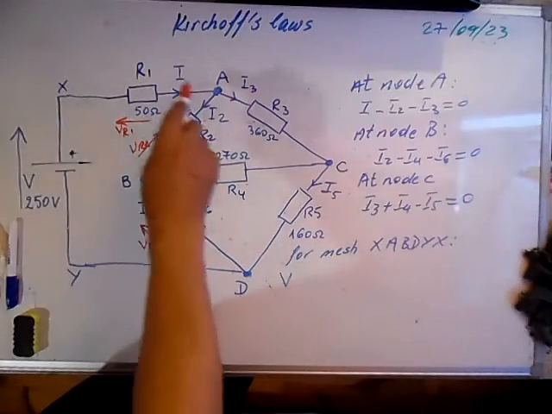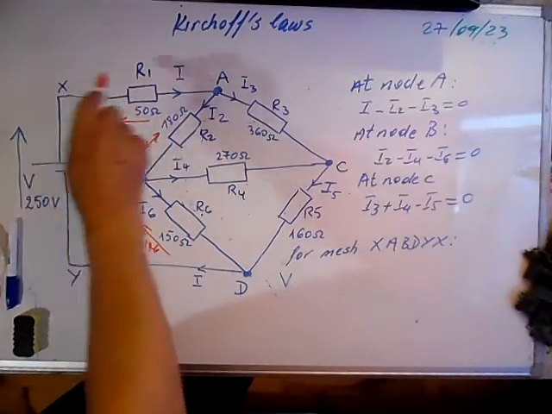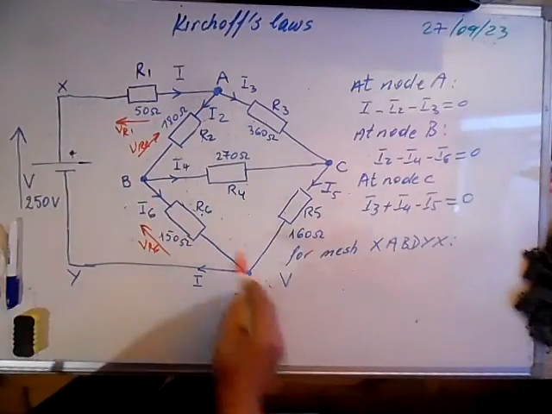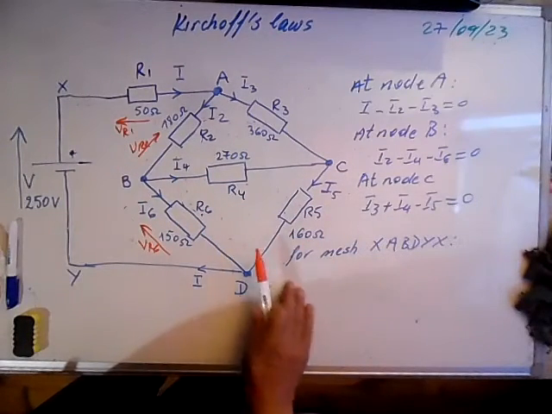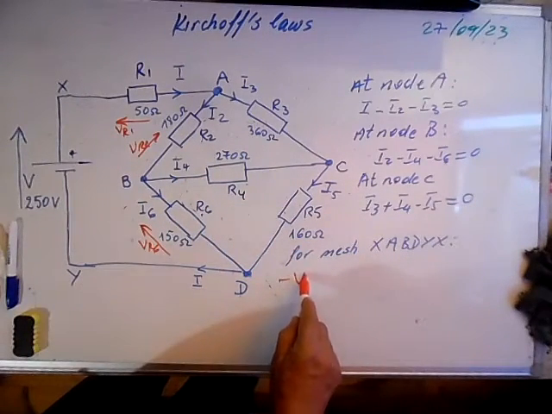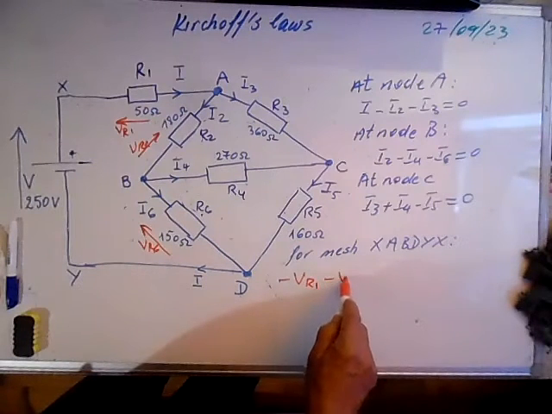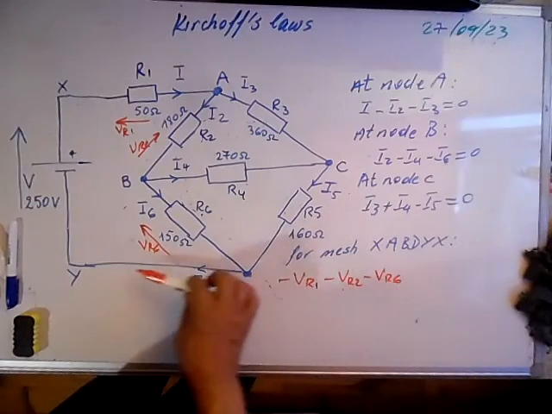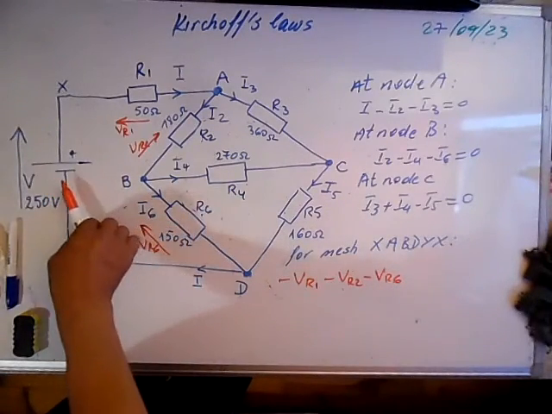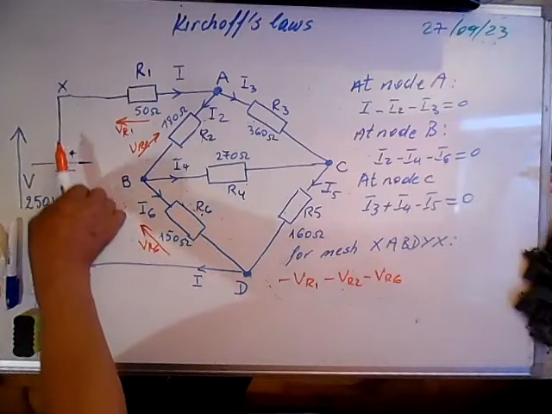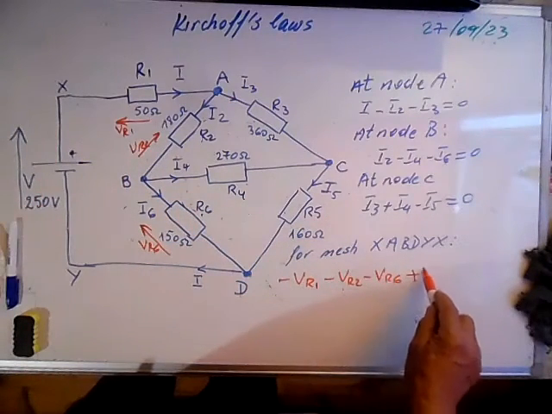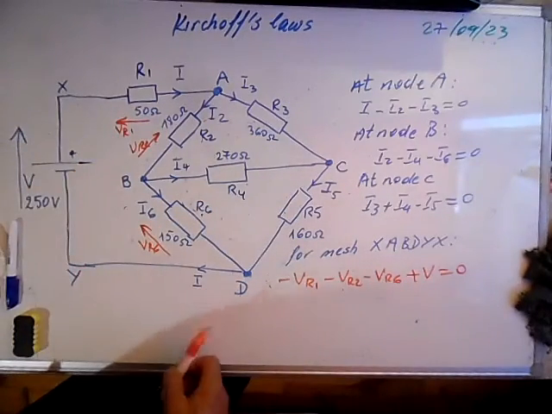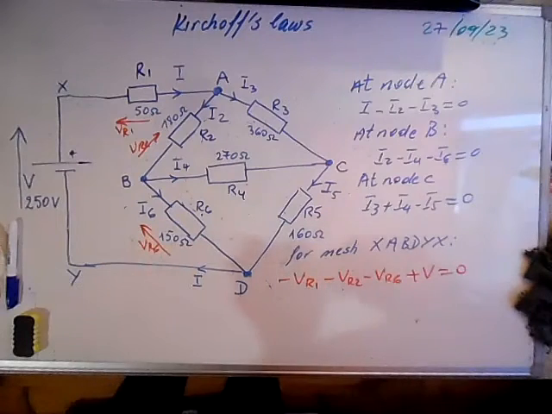If we start from X going in this clockwise direction, we can say minus VR1 minus VR2 minus VR6, and here we're coming from minus to plus, so we write plus V is equal to 0. Here we go from plus to minus, so we take the sign minus.